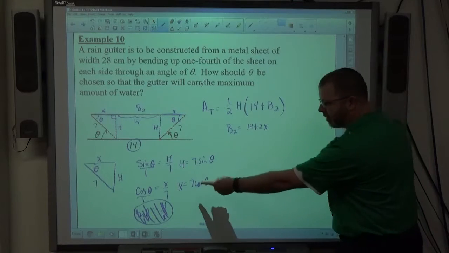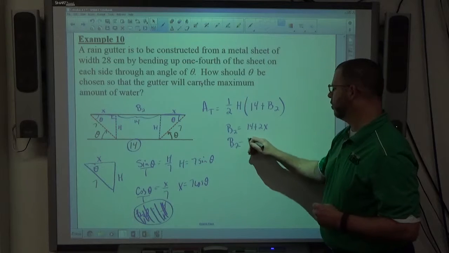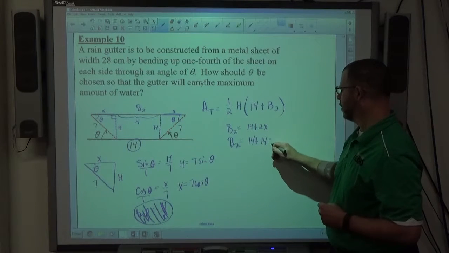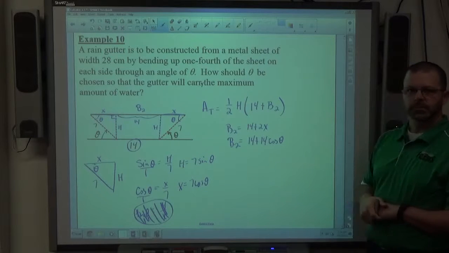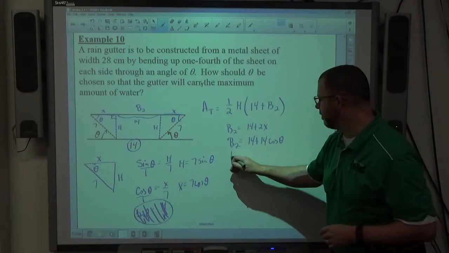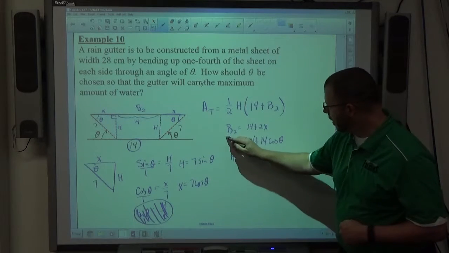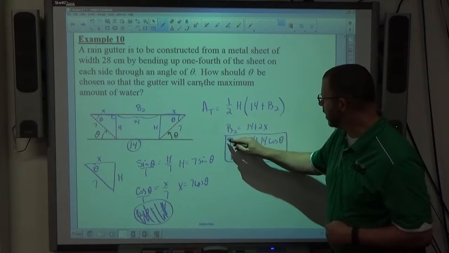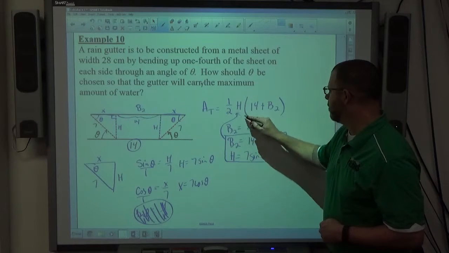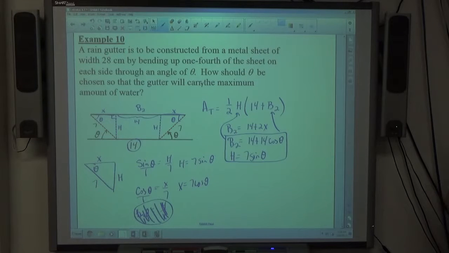We just figured out x is equal to 7 cosine of theta. So I can make b sub 2 into 14 plus 14 cosine of theta. And just like that, b sub 2 is now in terms of theta. Also, we already have h equals 7 sine of theta, so now we have h in terms of theta. So these two facts allow me to change those into theta expressions. So now I'm going to be dealing with theta compared to a instead of b and h compared to a.